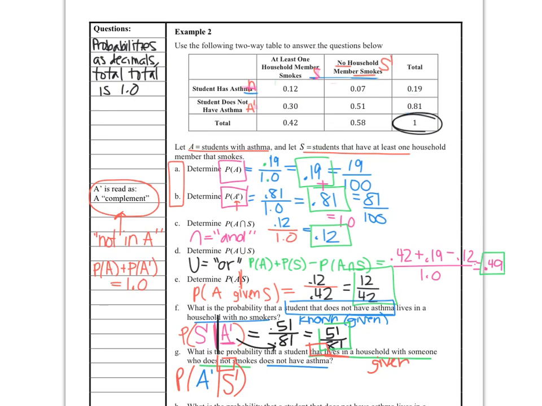So this time, instead of highlighting the non-asthma column or row, I'm going to highlight the non-smoker row, or column, rather, because we're talking about the fact that we know that they are in a non-smoker household. So out of all the non-smoker households, how many have students that are not asthmatic? So we stick with the 0.51 because that was the common intersection point of A complement and S complement. But the denominator is what gets changed here because now we're focused on a different given or known true fact. So 51 out of 58.